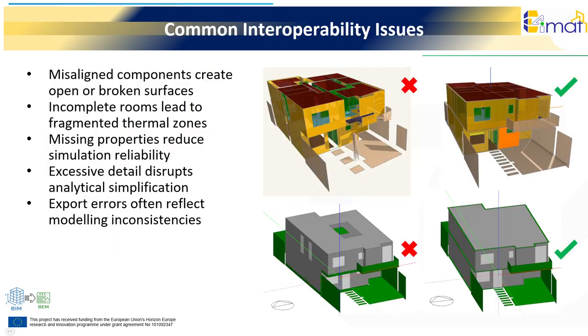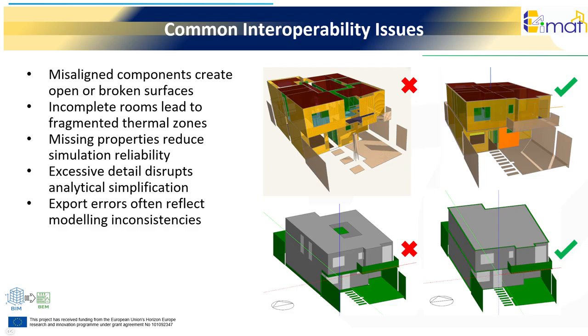Most interoperability issues arise during the transition from volumetric construction geometry to analytical surfaces. Misaligned walls or slabs often produce open boundaries, which prevent the formation of correct thermal surfaces. Incomplete room enclosures can generate partial or duplicated thermal zones. When material properties are missing or incomplete, the simulation engine cannot calculate thermal behavior accurately.